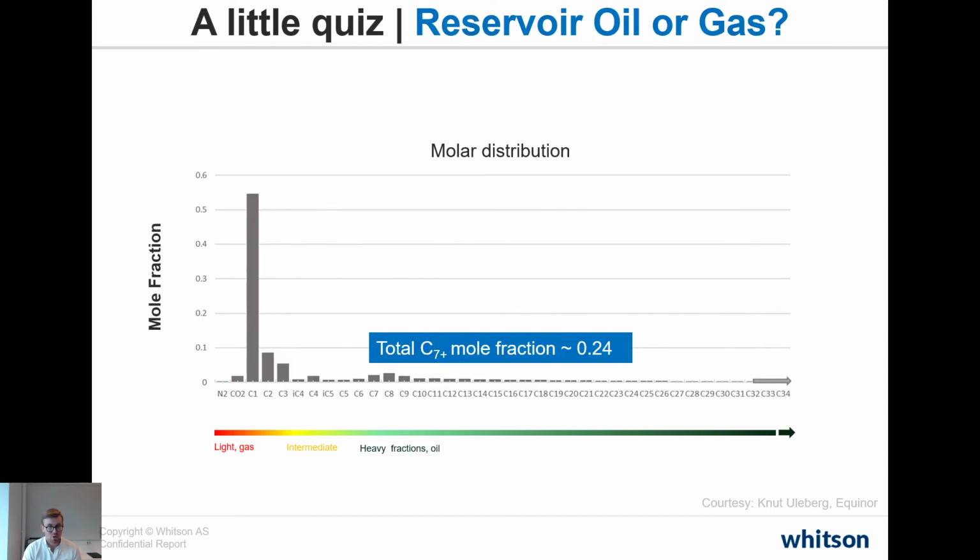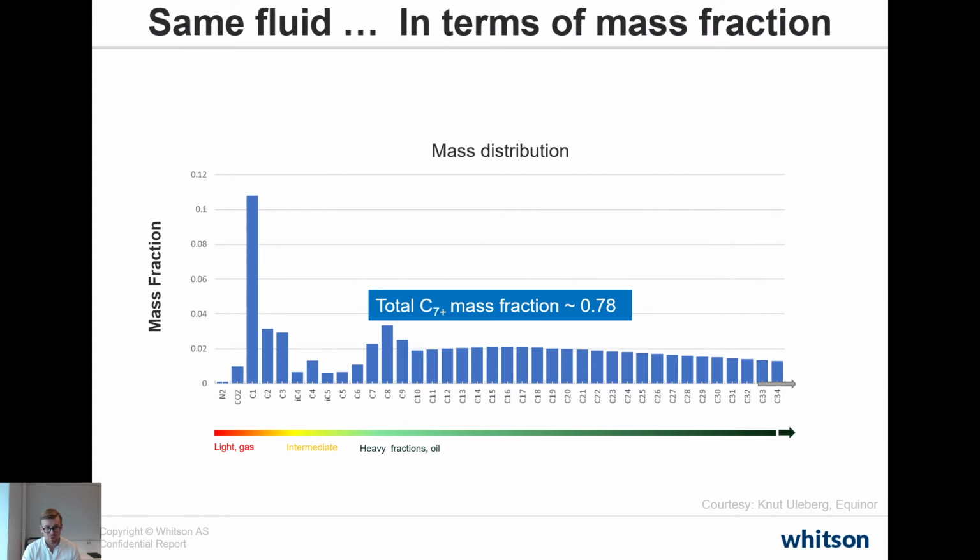And you see the huge difference that has. For instance, methane, if you counted the number of components, was maybe 55% of the components, more than half of it, while when we convert it to mass, it's a little bit shy of 10% of the fluid in terms of the mass. While we see the C7 plus mass fraction is close to 78%. And for those of you who guessed that this is a reservoir oil, congratulations, that was the correct answer.